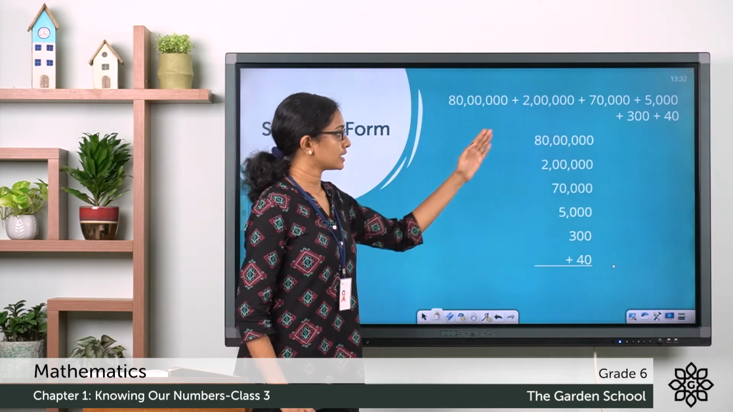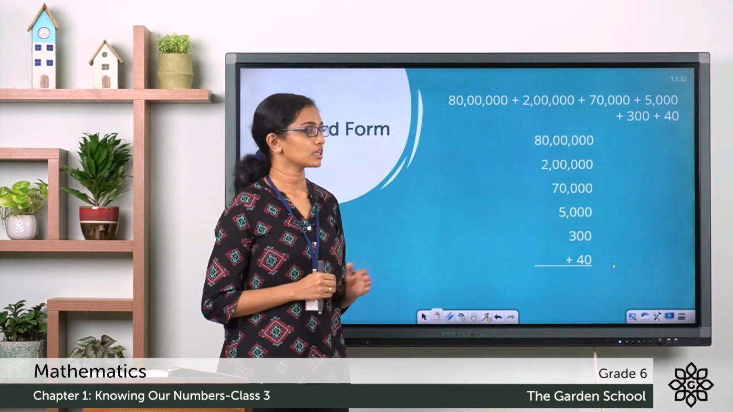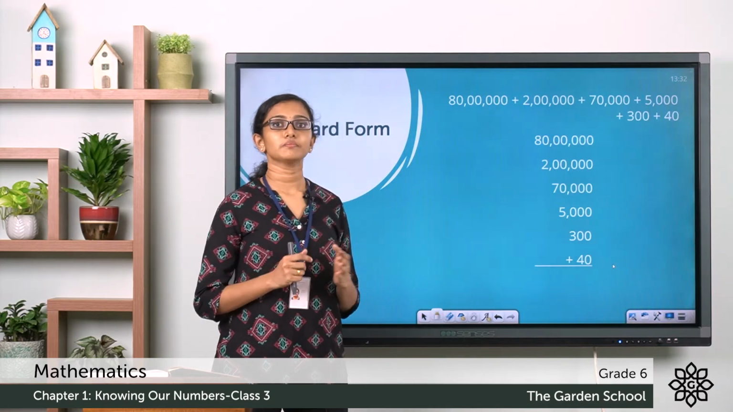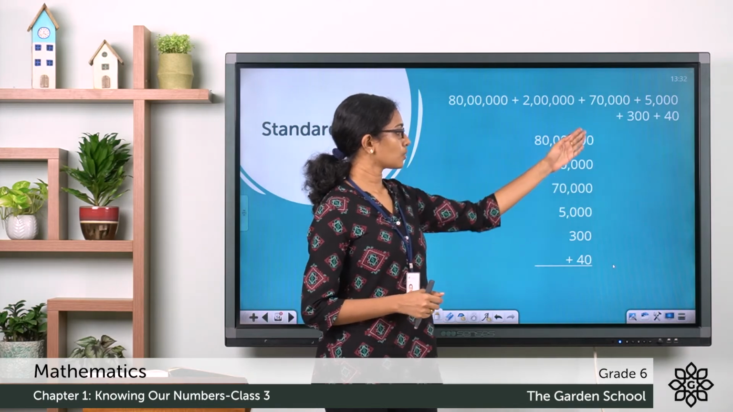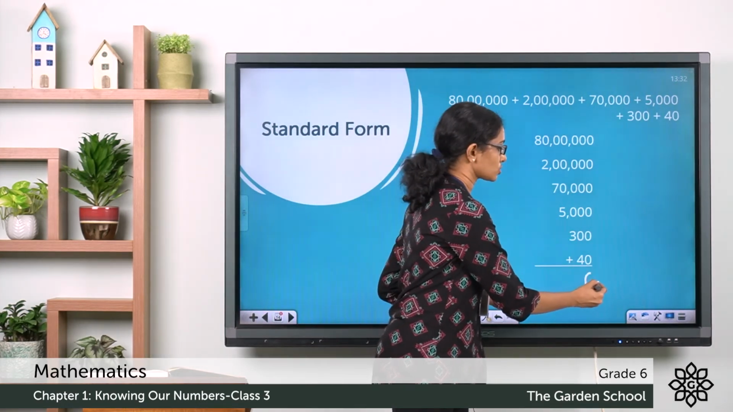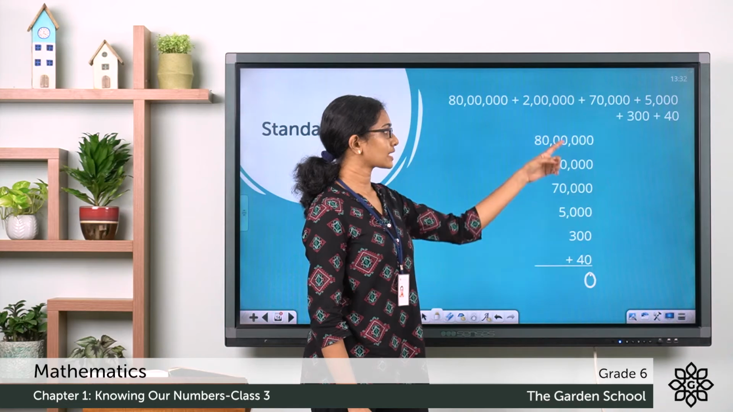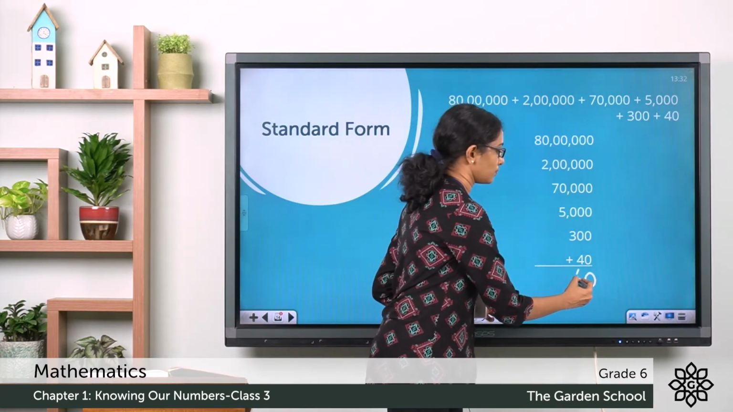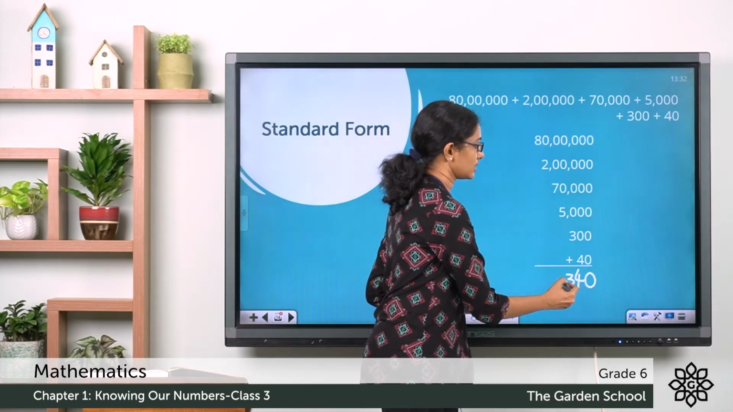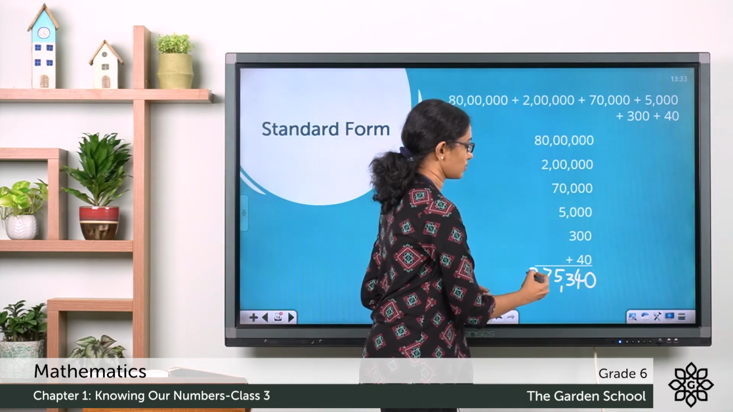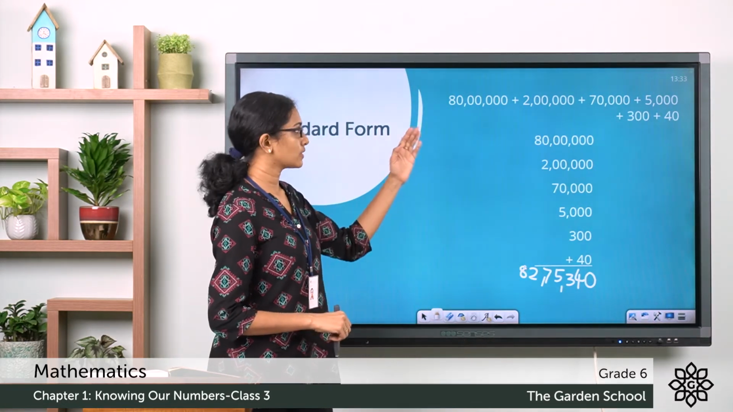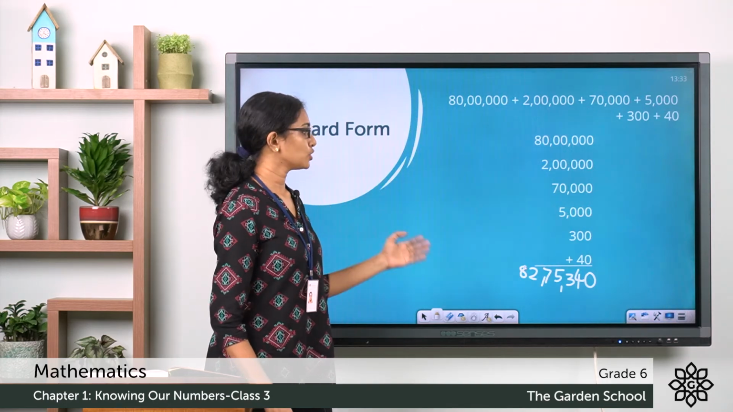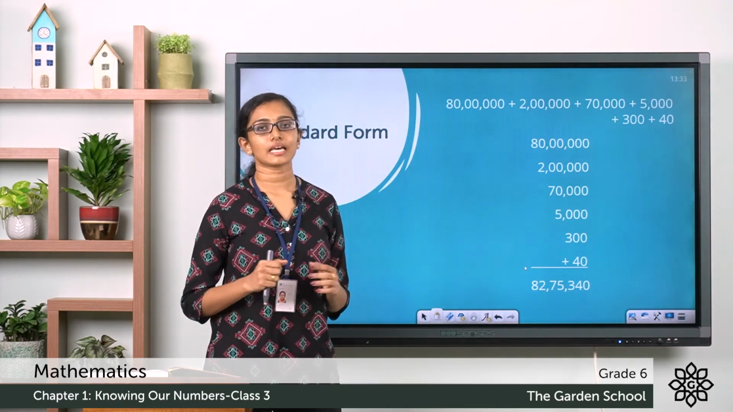So I've written the numbers in the proper places so that the digits under the same place come under the same column. Now let's add these numbers. So here in the ones place, you have got all zeros. So I'm going to write 0 here. Then in the tens place, we have got 4, then 3, then we have 5, then we have 7, then we have 2, and then we have 8. So when you add up all the place values given in the expanded form, you get the numeral. And this is called the standard form.